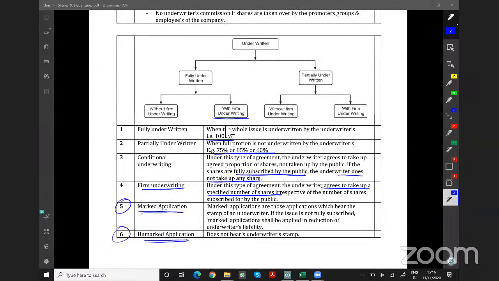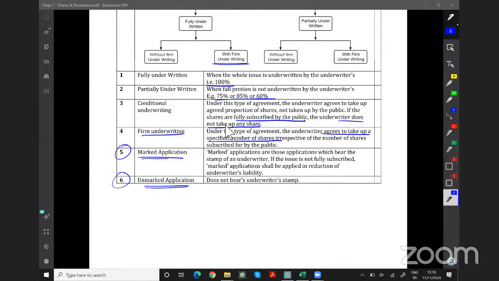underwriting should be bifurcated into full or partial underwriting. They should be further bifurcated into without firm underwriting and with firm underwriting. Full underwriting means 100% coverage is done. Partial underwriting means 80% or 90% is done. Conditional underwriting means if the members or investors have not purchased the shares, then I will purchase the shares. In case of firm underwriting, I will purchase a minimum of 5,000, 8,000 or 10,000 shares.